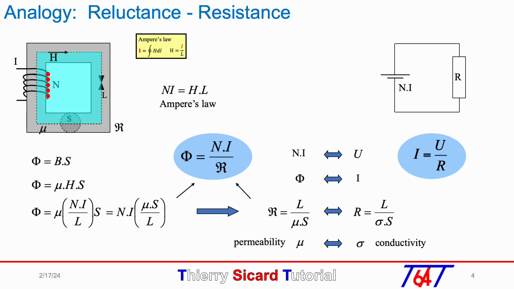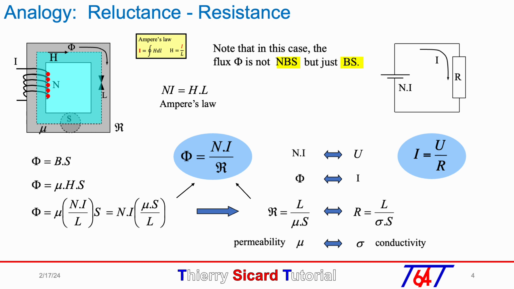If the source voltage takes the N I value and the resistance the reluctance value, the current in the electrical circuit will represent the magnetic flux. Sometimes the flux is noted NBS to take into account the number N of coil turns. We will come back later to this point, but here in the electrical model, the flux is represented by the current, and of course it is just BS.